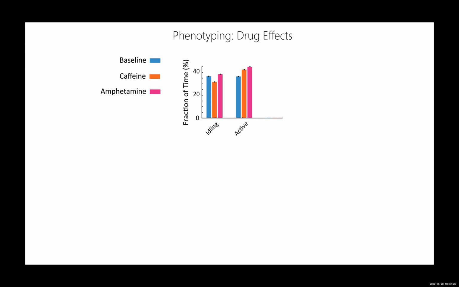However, if you have access to these more fine-grained behavioral details, you can actually reveal that there's a divergence in the effects of these drugs. The increased levels of activity in response to caffeine and amphetamine, in fact, manifest differently. In the caffeine response, the increased activity comes from decreasing the amount of time the animal spent idling, whereas for amphetamine it seems to increase activity at the expense of grooming.